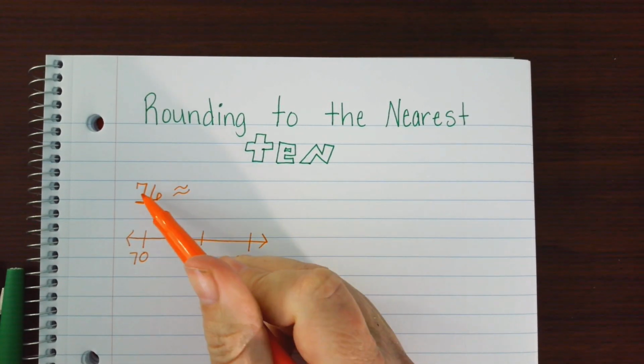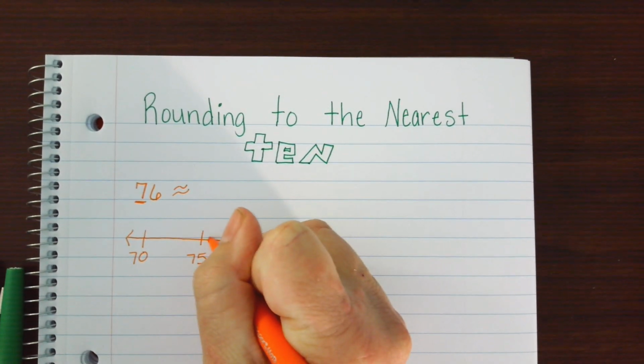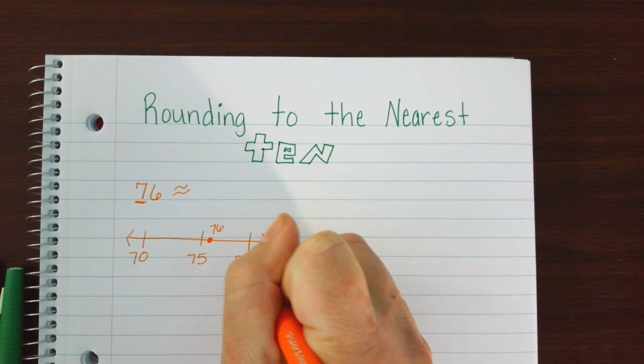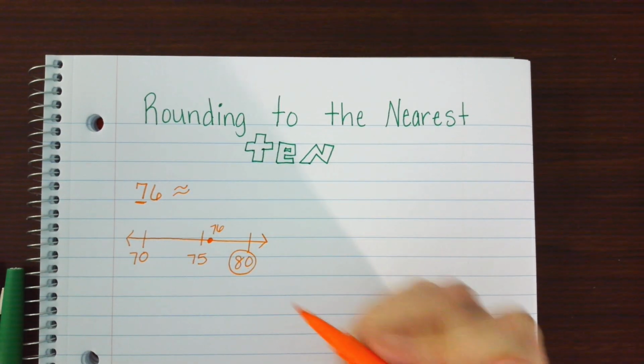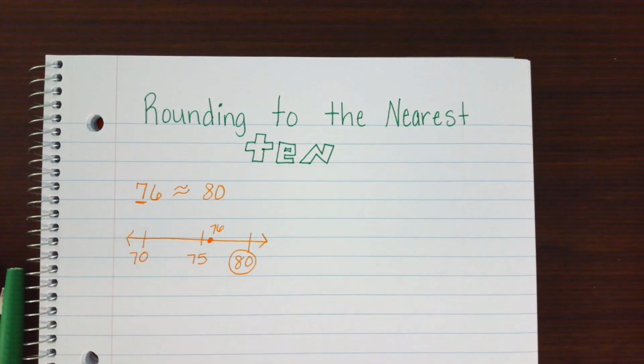Then I can say, okay, on this number line, where's 76 going to go? Well, 76 is going to go right here. So therefore, it's going to round to 80 because it's closer to 80 than it is 70. So 76 would round to 80. We usually do pretty good when they're two-digit numbers.